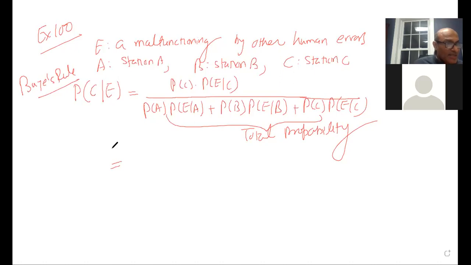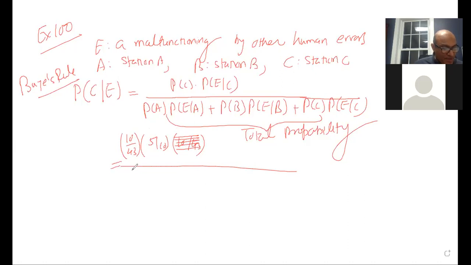So I can write like this, that malfunctioning by the other human errors, that is given by 5 divided by 10. So I can write that is equal to here 5 divided by 10, and probability of C, that is nothing but total number are 10 out of total 43. So actually it is other way around. 10 divided by 43 times this one.